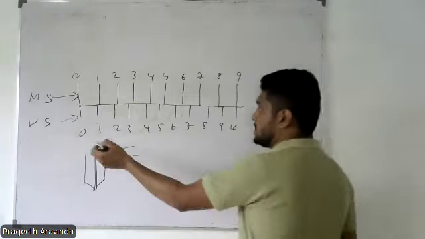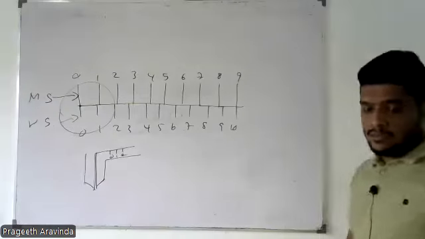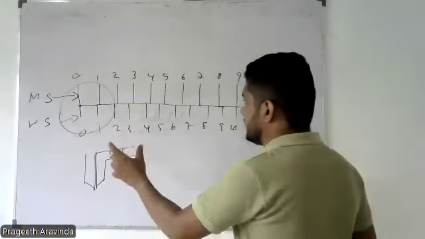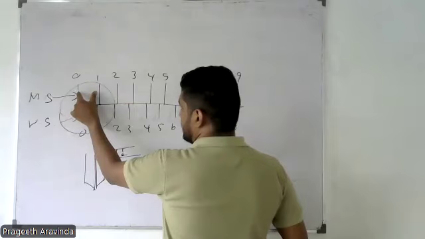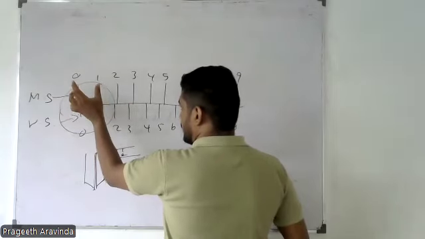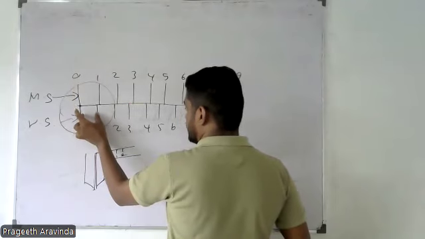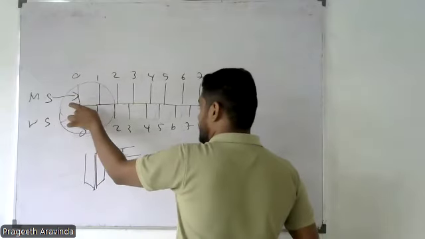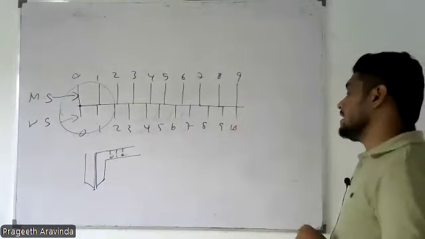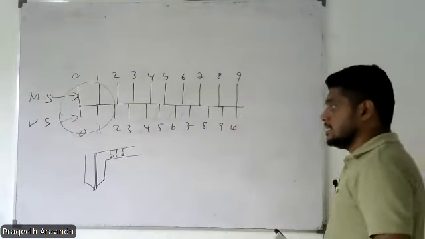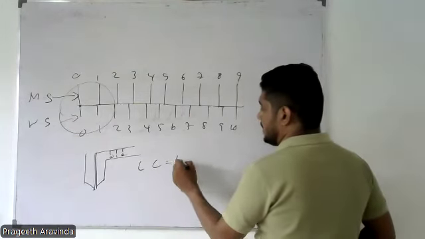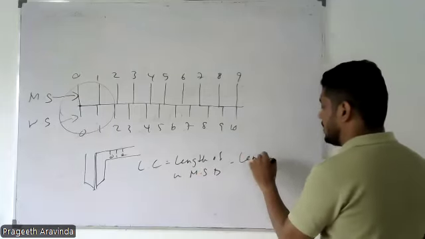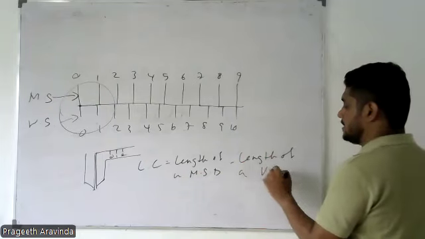Least count is the difference between the length of a main scale division and the length of a vernier scale division. That is where the first equation comes from: least count equals length of a main scale division minus length of a vernier scale division.